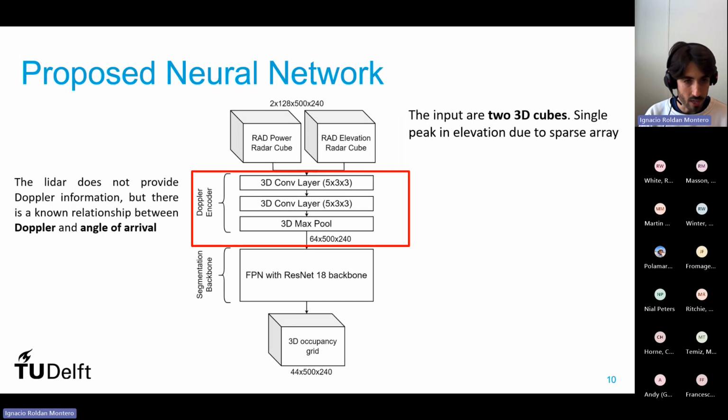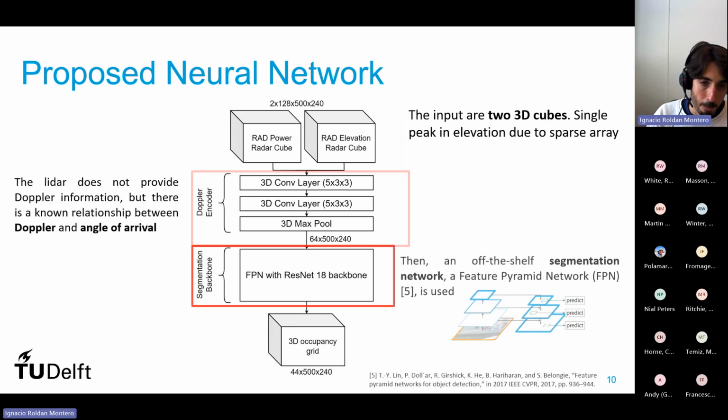But we know that there is a relationship between Doppler and angle of arrival because of the projection in the radial speed. This is used, for example, for Doppler beam sharpening or for SAR. So we have useful information in the Doppler. We don't want to throw it away. So we employ this structure of convolutional layers to extract the maximum Doppler information.